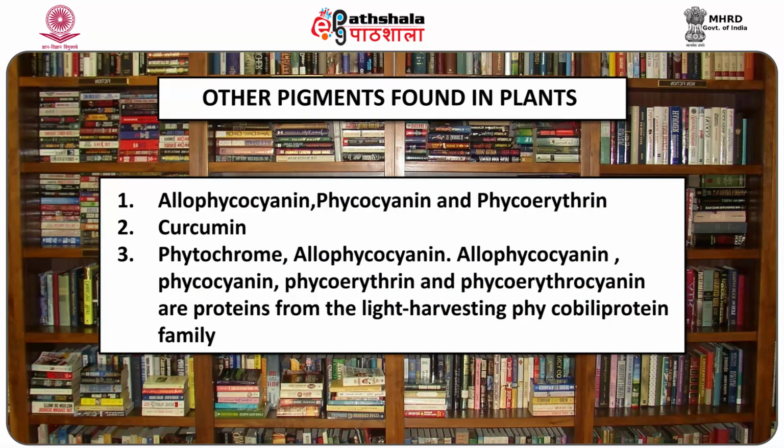Besides the above cited pigments, some other pigments found in plants are allophycocyanin, phycocyanin, phycoerythrin, curcumin, and phytochrome. Allophycocyanin, phycoerythrin, and phycoerythrocyanin are the pigments in protein form. They are accessory pigments to chlorophyll. Phycobiliproteins are water soluble and found as phycobilisomes, which do not exist within the membrane or bodies like carotenoids, but are found as aggregates or clusters that adhere to the membranes, called phycobilisomes.